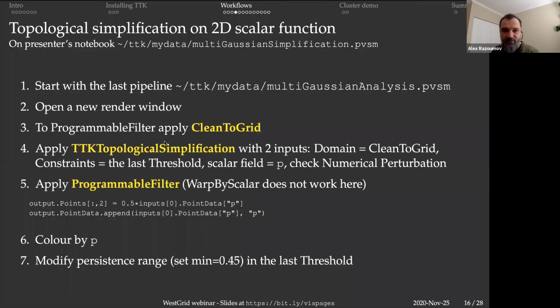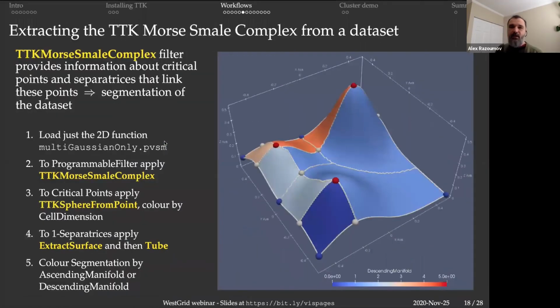Let me go to my slides. And then here, let's talk about the TTK Morse-Smale complex filter. This is one of the more complex filters in TTK that lets you output a bunch of things. So let's just start with a two-dimensional function from our previous example.